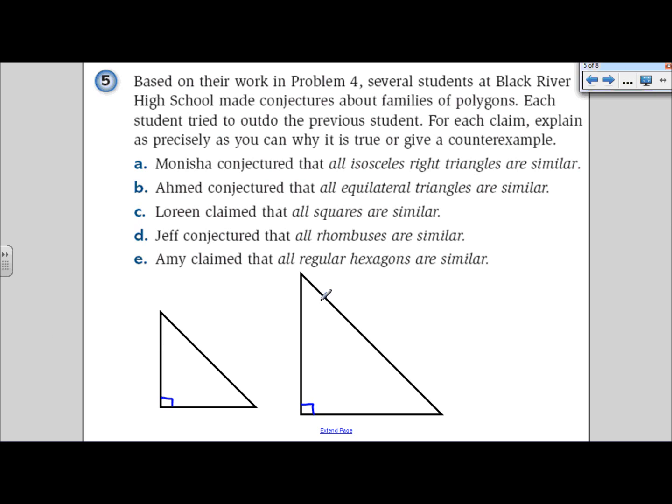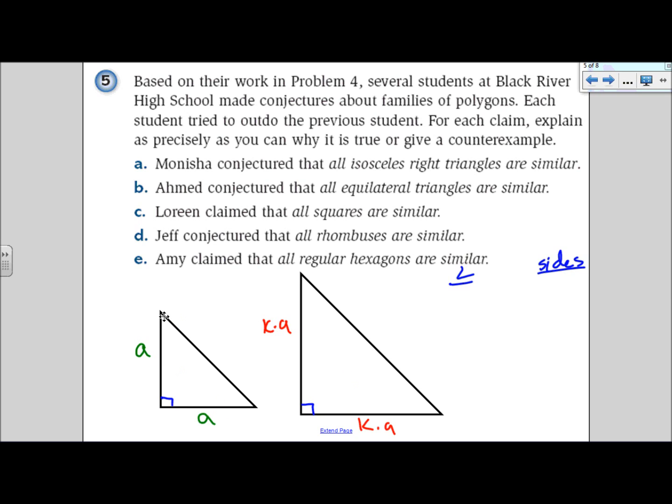So again, Monisha conjectured that all isosceles right triangles are similar. So we have to show, just like we did, all the angles and all the sides. 3 sets of angles are congruent and 3 sets of corresponding sides are proportional. To keep it general, let's say this side's a and this side's a. It's an isosceles right triangle. Well, if that's the case, then this would be k times a, and this would be k times a, where k is some scale factor. If I'm going from small to big, I'd multiply by something, and then I'd get a longer length. But since it's isosceles, it would be ka and ka.